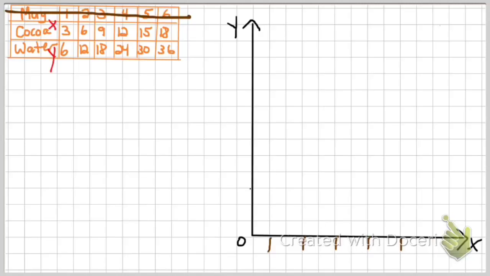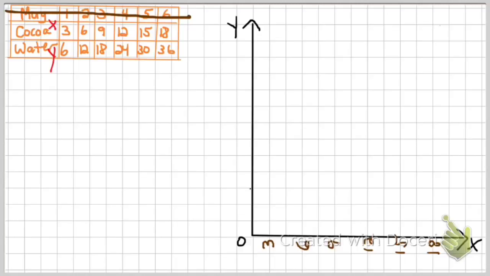I'll erase my pencil marks and rewrite the numbers by turning my paper sideways. So I don't label my y, but I label 3, skip, 6, skip, 9, skip, 12, skip, 15, skip, 18.